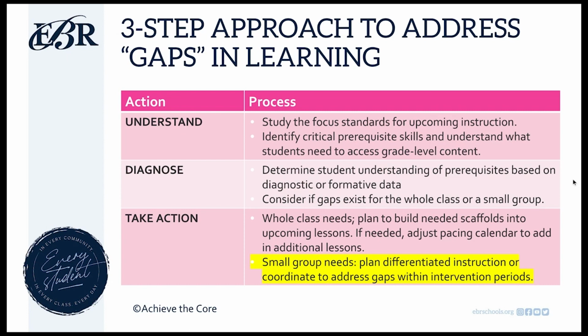Then small group needs: plan differentiated instruction, or coordinate to address gaps within intervention periods. So we have to make sure we do, as we said in the beginning, look at our students and split our students based on their achievement levels, and those could be our small groups.